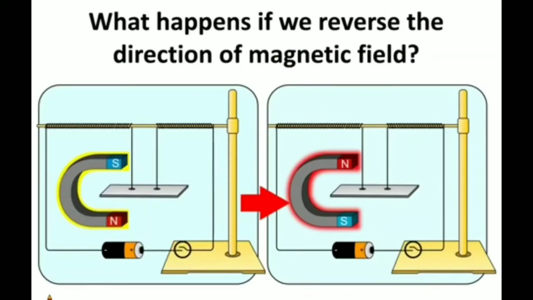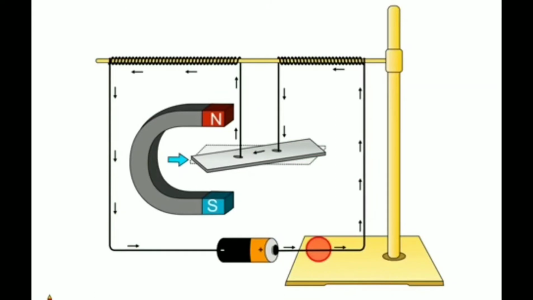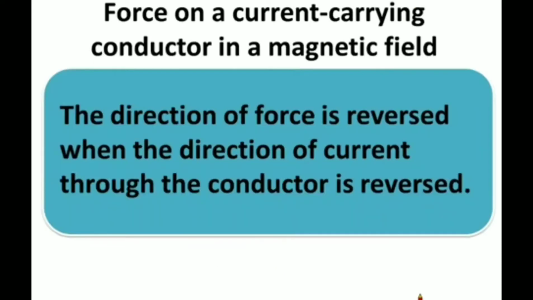What happens if we reverse the direction of the magnetic field? If the poles of the magnet are flipped, the direction of the magnetic field also reverses. We observe that the aluminium rod again displaces in the opposite direction from the one in which it was displacing before reversing the poles. So the direction of force on the current carrying conductor will reverse if the direction of the magnetic field in which it is placed reverses. So the direction of force on a current carrying conductor in a magnetic field is also reversed when the direction of current through the conductor is reversed.